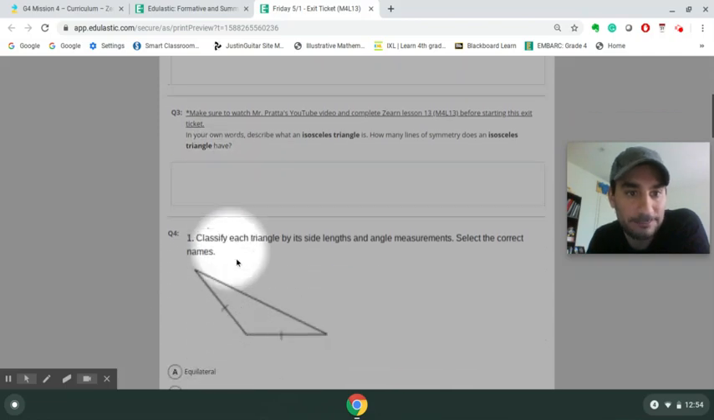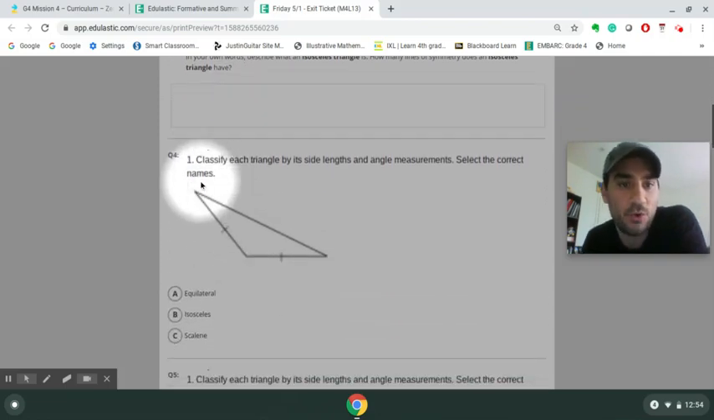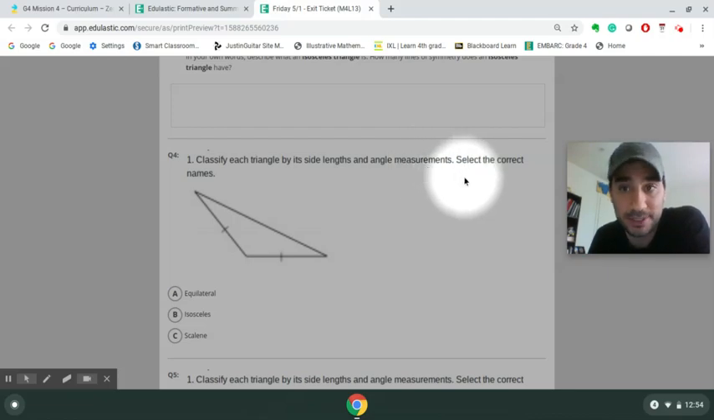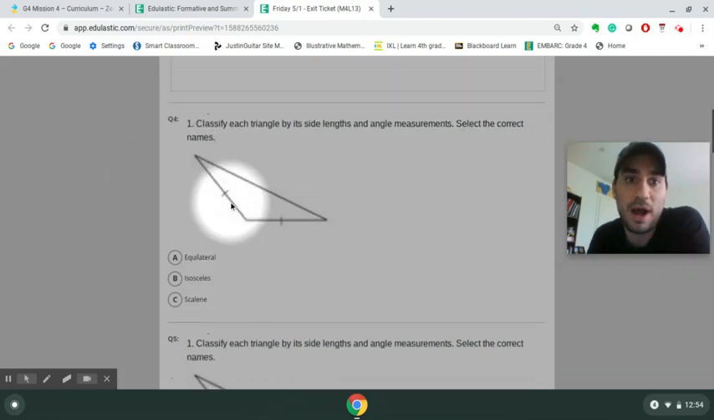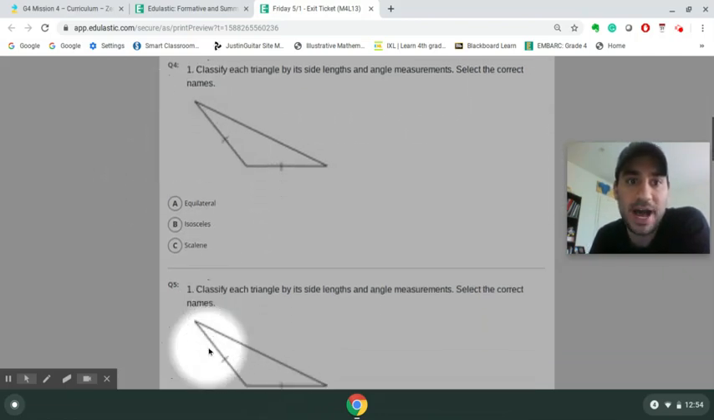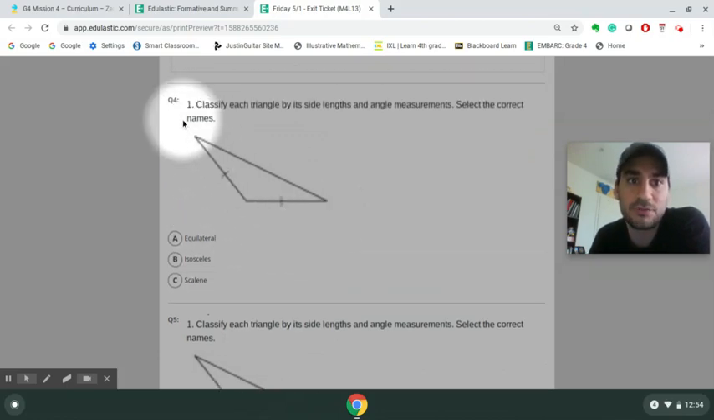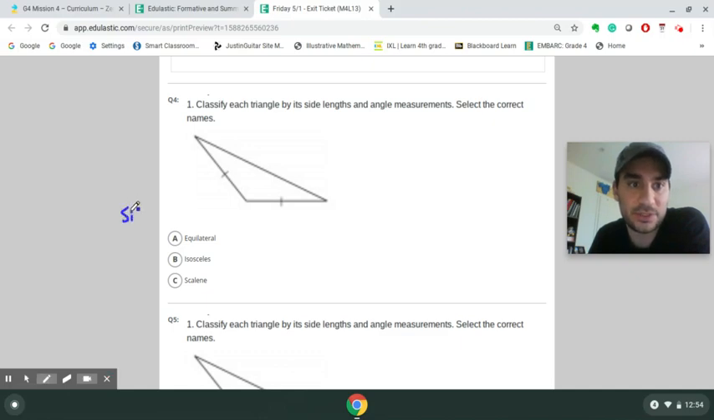All right, after that, we're going to get into question 4. These questions are all very similar. We're going to classify each triangle by its side lengths and its angle measurements, so we're going to have to select the correct names. For 4 and 5, you'll have the same triangle, but different answer choices. For 4, you'll have only side lengths, so you're only describing side lengths here.